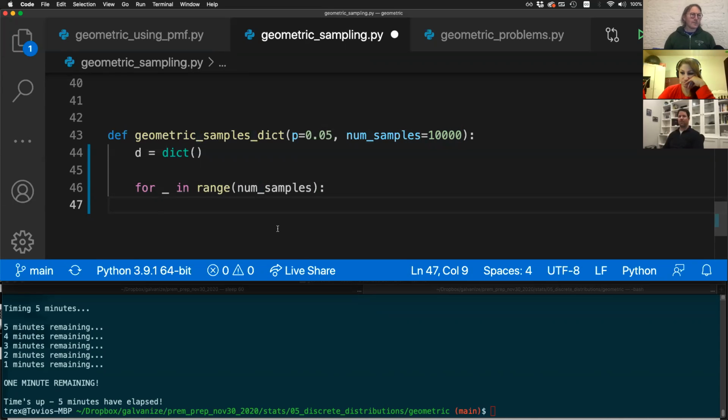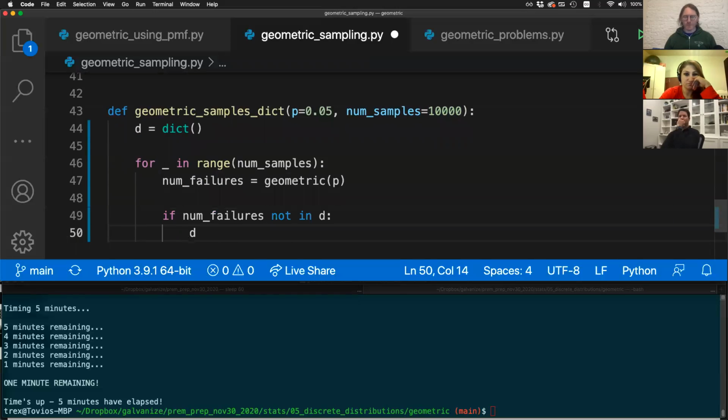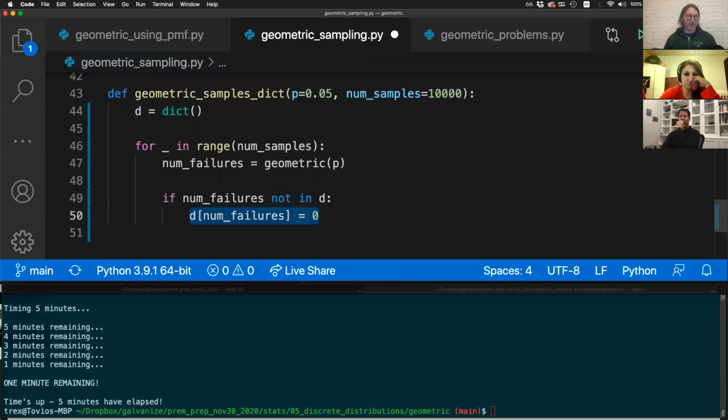So I'm going to grab the number of failures in general, right? I'm going to call out to the geometric distribution, pass in P, and I'm going to say if the number of failures, this is that same pattern that we've seen multiple times now. If it's not already in the dictionary, we're going to add it to the dictionary. We're going to initialize it, that is, failures. And I can set that to 0. And then increment it by 1.